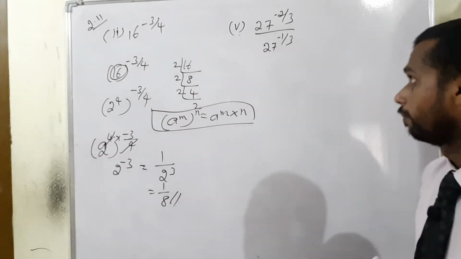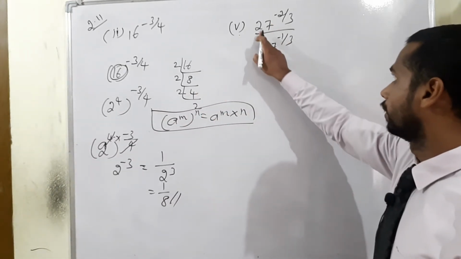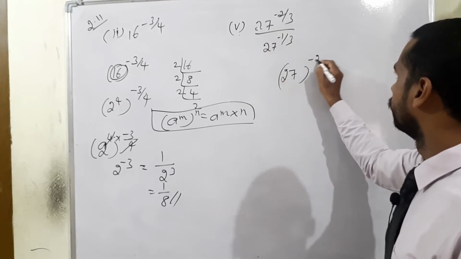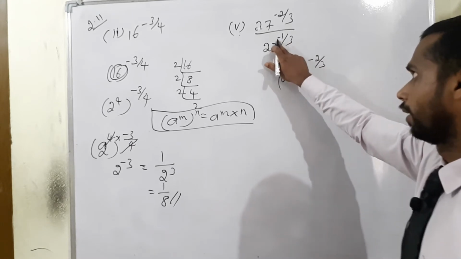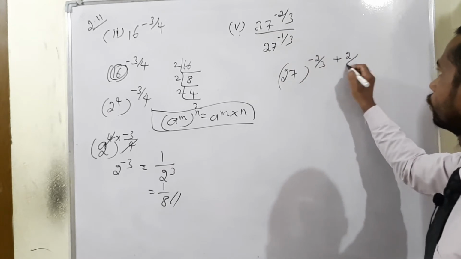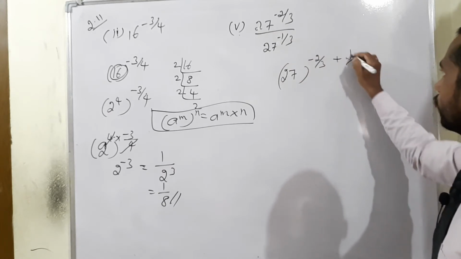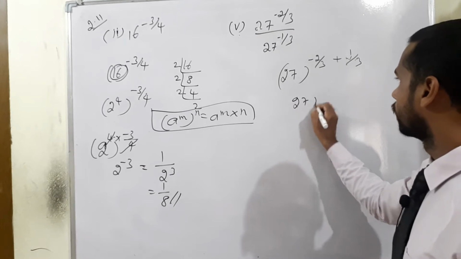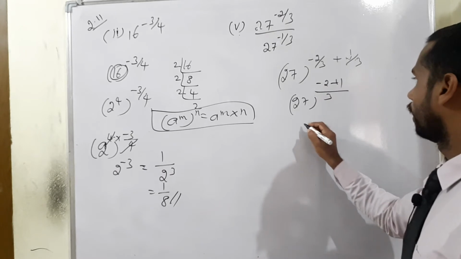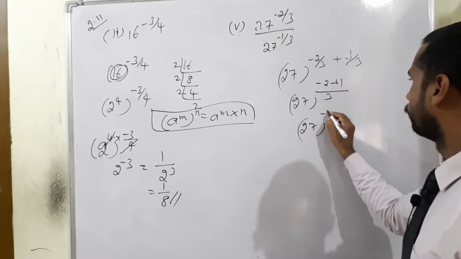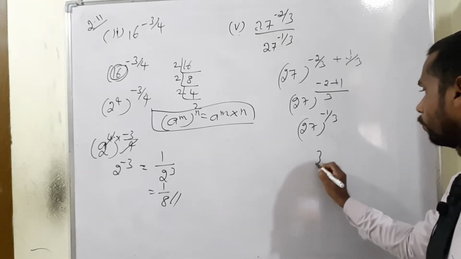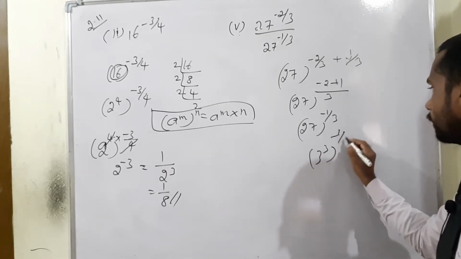So, subdivision 5. Division rule, isn't it? The base will be common, no? So base common means 27 power of minus 2 by 3. Already the negative sign in the denominator is brought to the numerator, so positive 2 by 3, positive 1 by 3. Sorry, 1 by 3. Now the common denominator is 3, isn't it? Therefore, minus 2 plus 1. The answer will be 27 power of minus 1 by 3. 27 we can split now as 3 into 3 into 3. Therefore, 3 to the power 3, whole power minus 1 by 3.